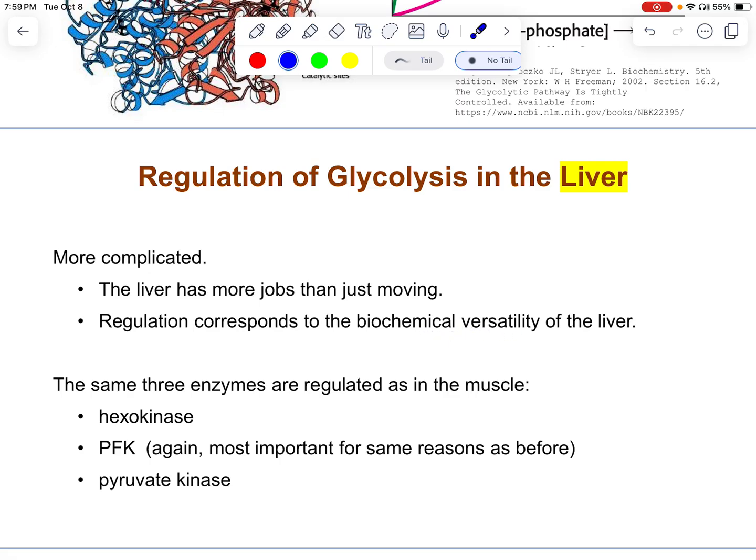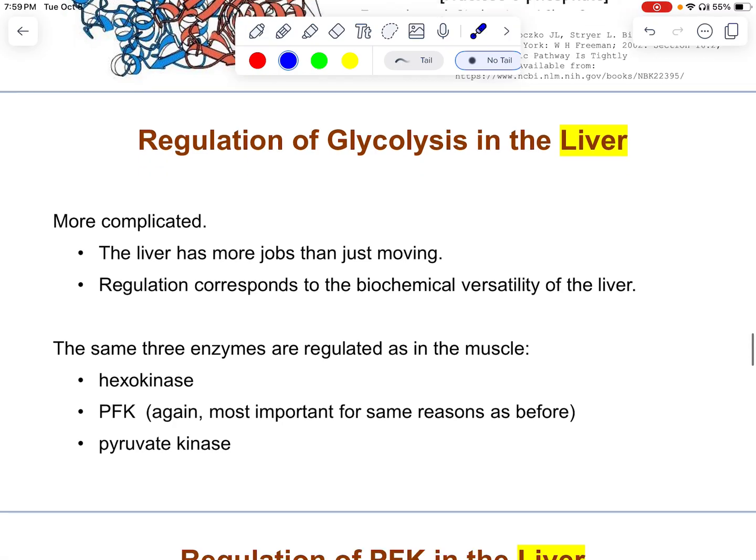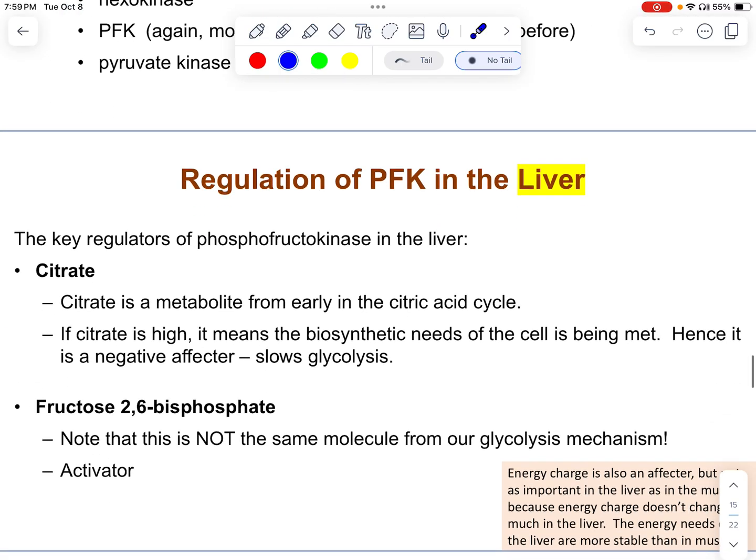The liver does a lot. The same 3 enzymes are going to be important for the same reasons, but they're going to be controlled a little differently. As we talk about regulation of PFK, so we're going to start with that main one, in the liver, the key regulators are going to be citrate and fructose 2,6-bisphosphate.